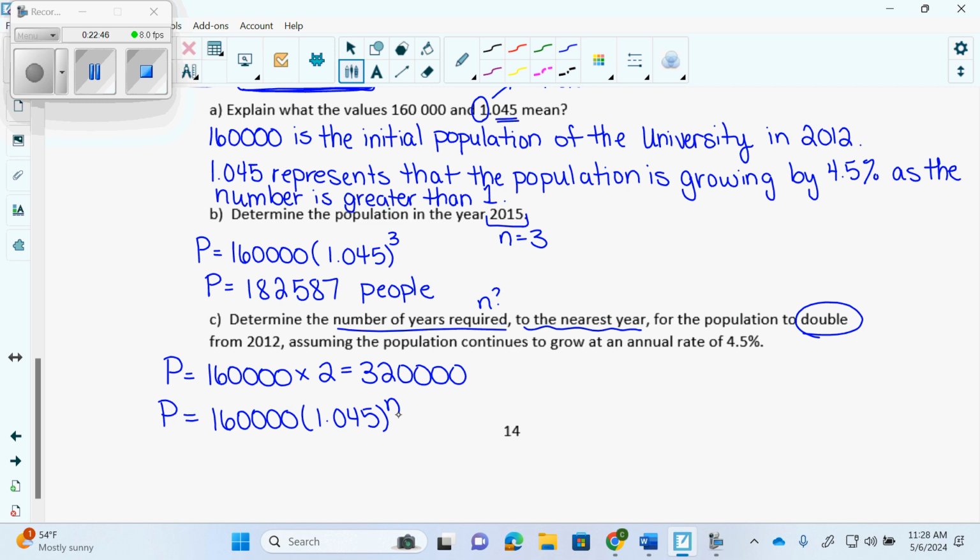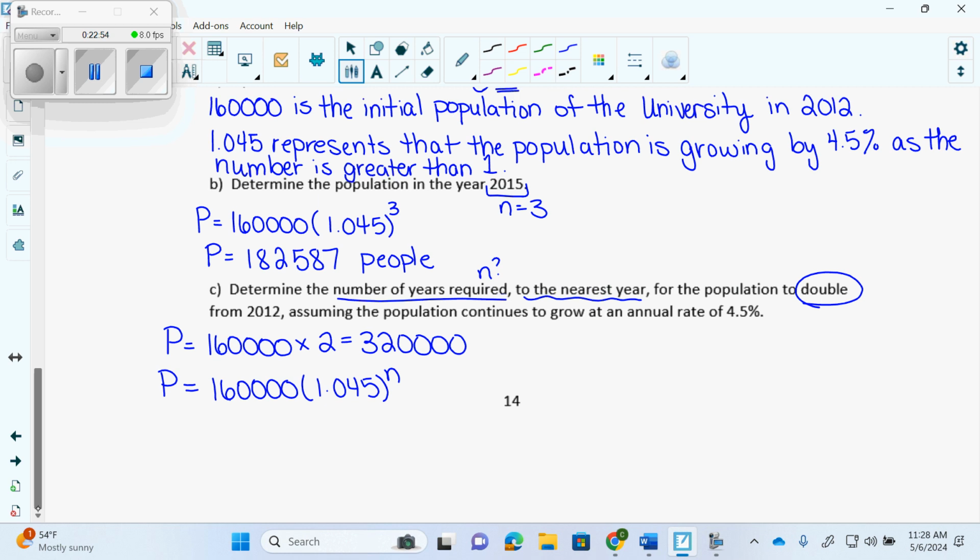There's only two variables you could choose. You can't mess it up. You have to pick the right one. N is years and this is not years. It must go in for P. Correct? Okay. So we do 320,000 equals 160,000 times 1.045 to the N. If I'm missing the exponent, I need to convert it to a log.